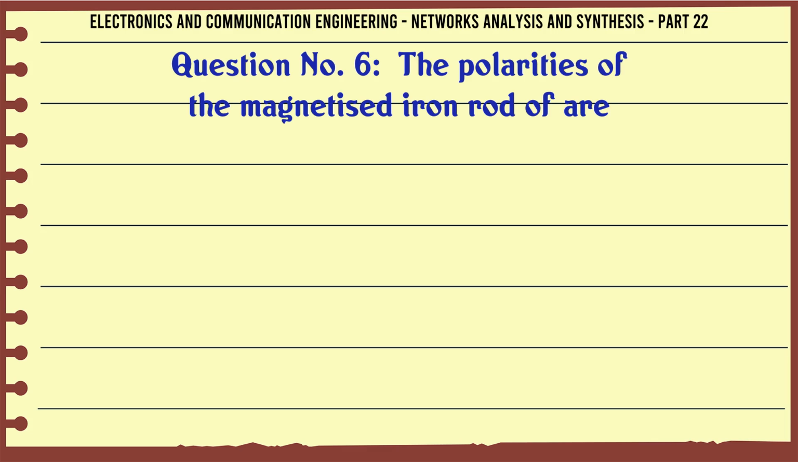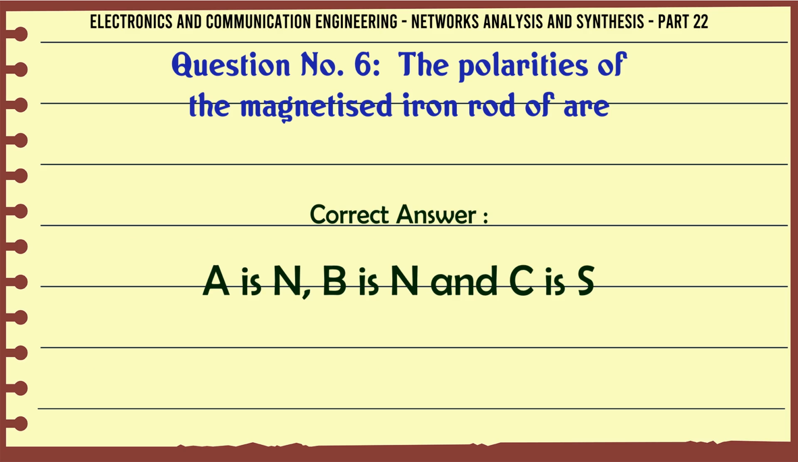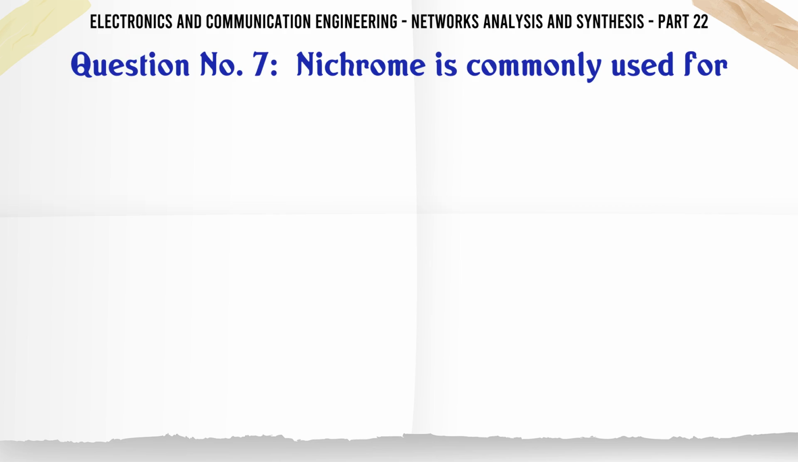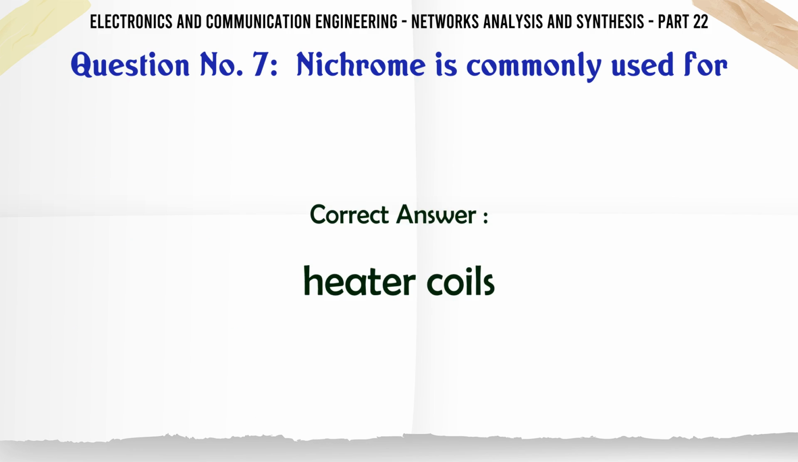The polarities of the magnetized iron rod of R: A. A is N, B is S and C is neutral. B. A is N, B is S and C is S. C. A is N, B is N and C is S. D. A is S, B is N and C is N. The correct answer is A is N, B is N and C is S. Nichrome is commonly used for A. lamp filaments, B. transformer winding, C. heater coils, D. battery connections. The correct answer is heater coils.